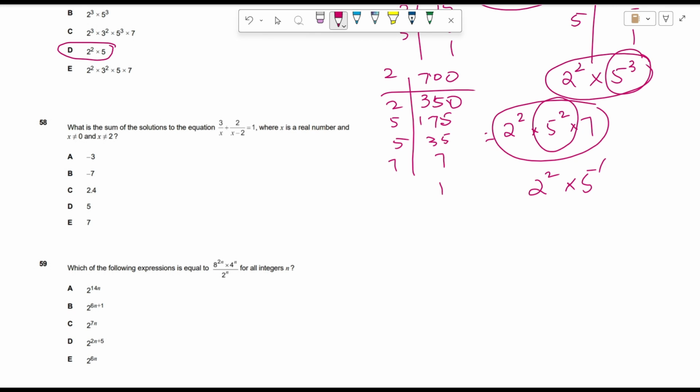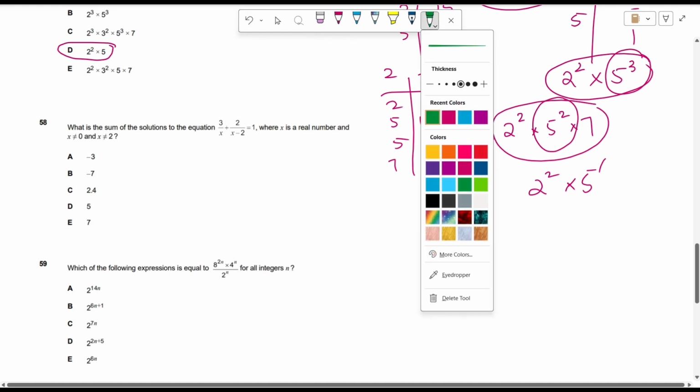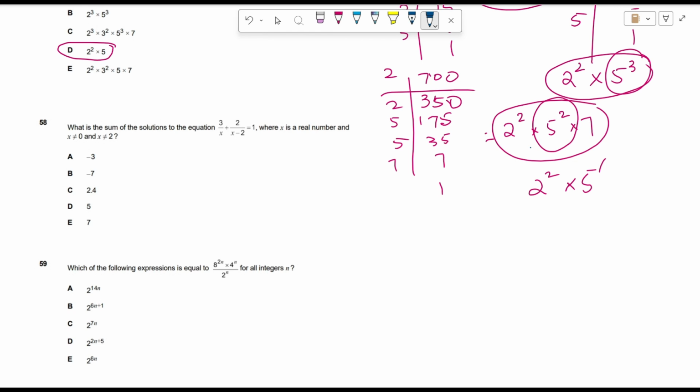So what's our question? Initially, let's copy down the question once so that it becomes easy for us. Let's use this color for now. Okay. So our question is 3 by x plus, this pen is not fine.